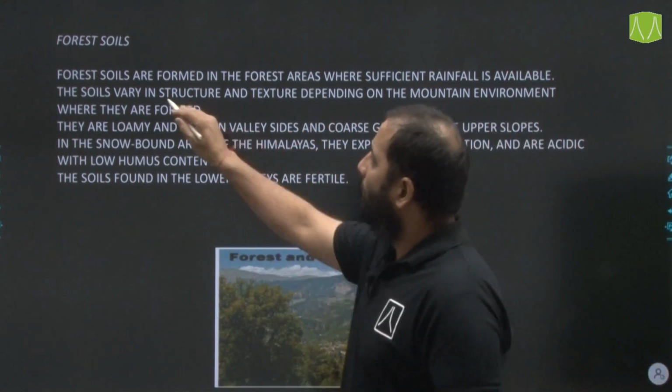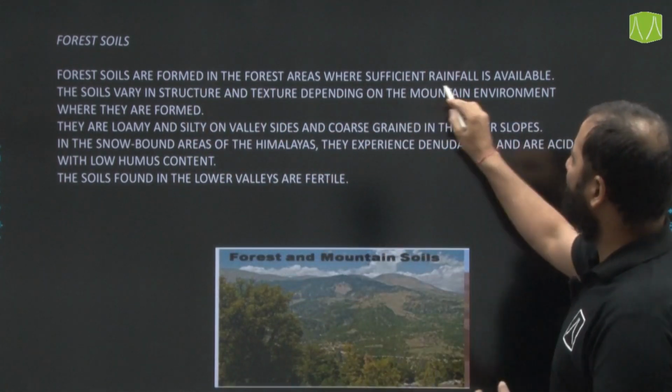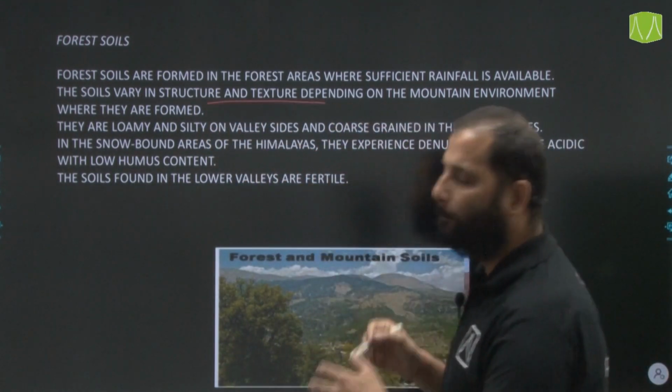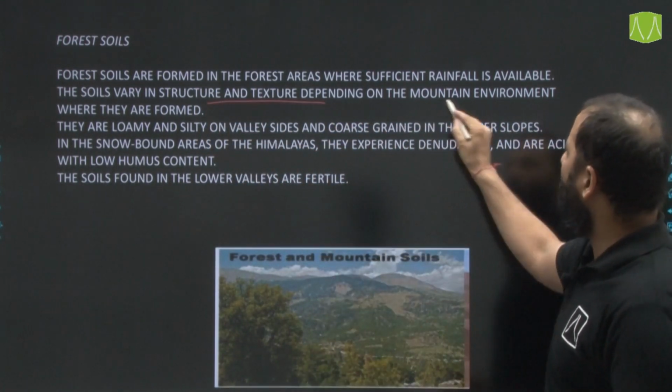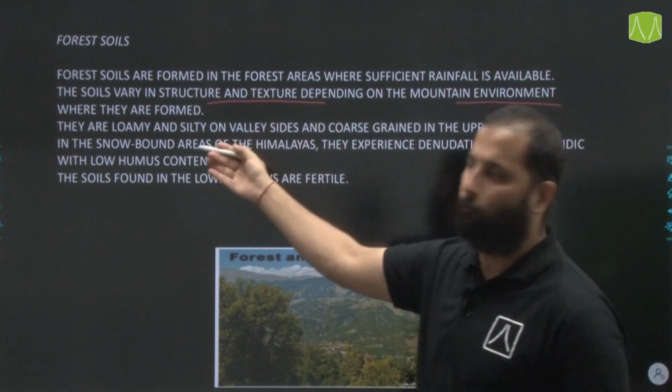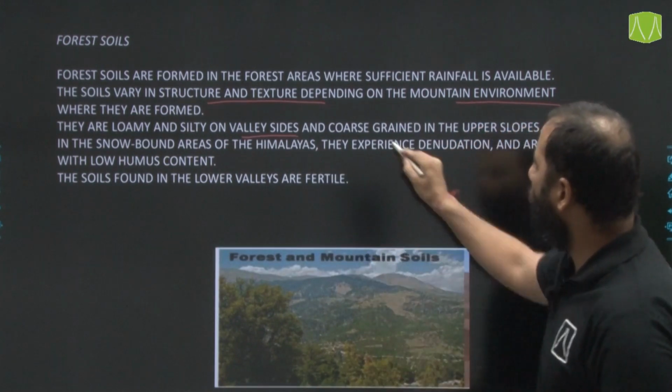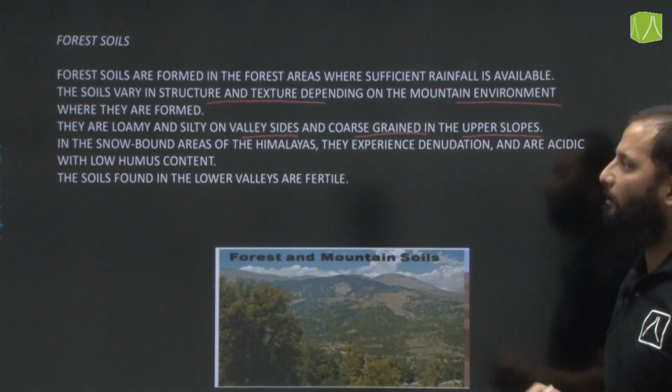Forest soils are formed in the forest areas where sufficient rainfall is available. The soils vary in structure and texture depending upon the slope in the mountain environment where they are formed. They are loamy and silty on the valley sides and coarse grained on the upper slopes of the mountains.